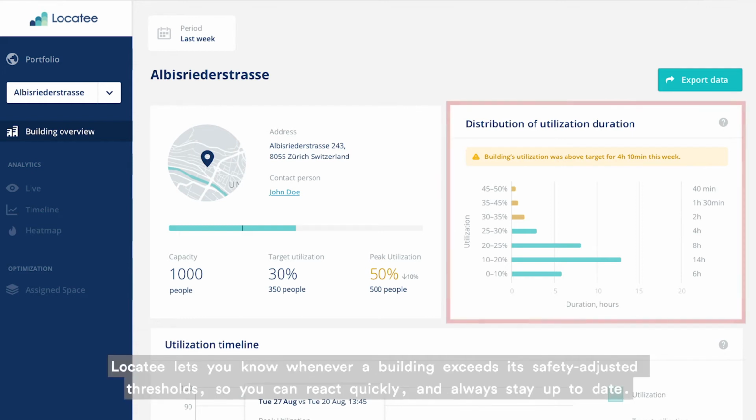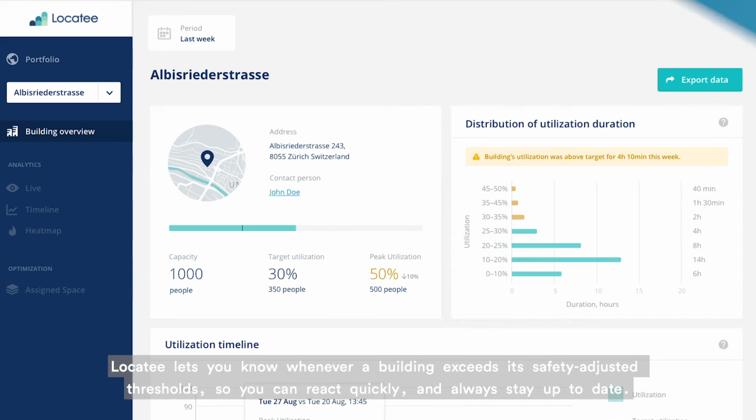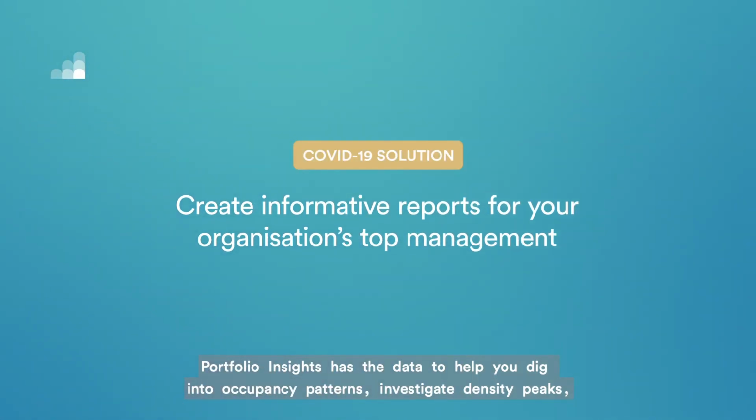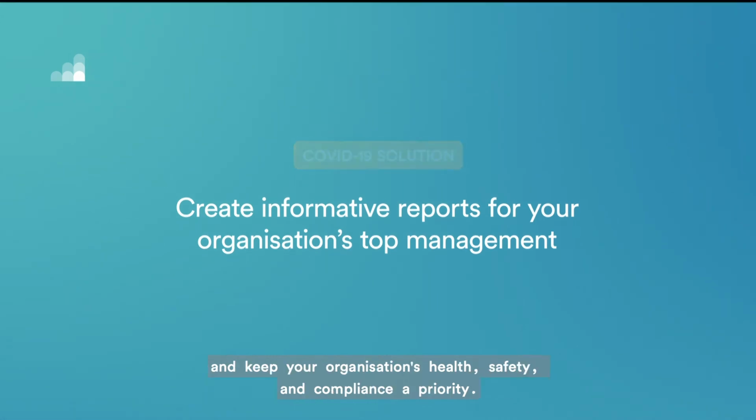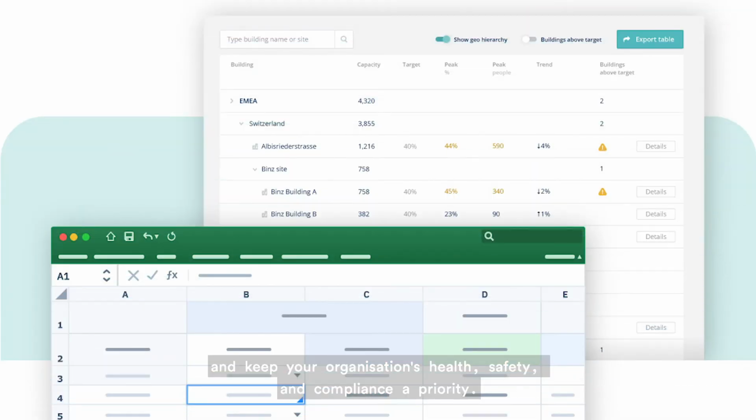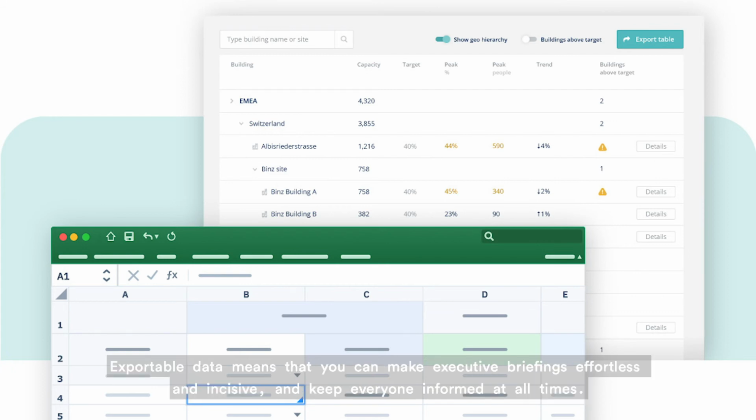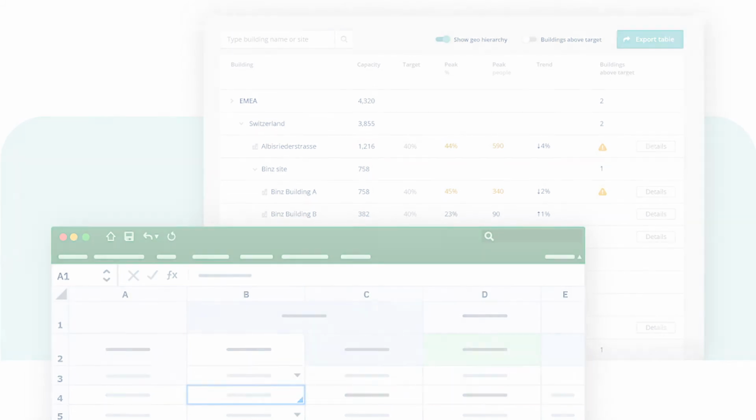Locatee lets you know whenever a building exceeds its safety-adjusted thresholds, so you can react quickly and always stay up to date. Portfolio Insights has the data to help you dig into occupancy patterns, investigate density peaks, and keep your organization's health, safety, and compliance a priority. Exportable data means that you can make executive briefings effortless and incisive and keep everyone informed at all times.